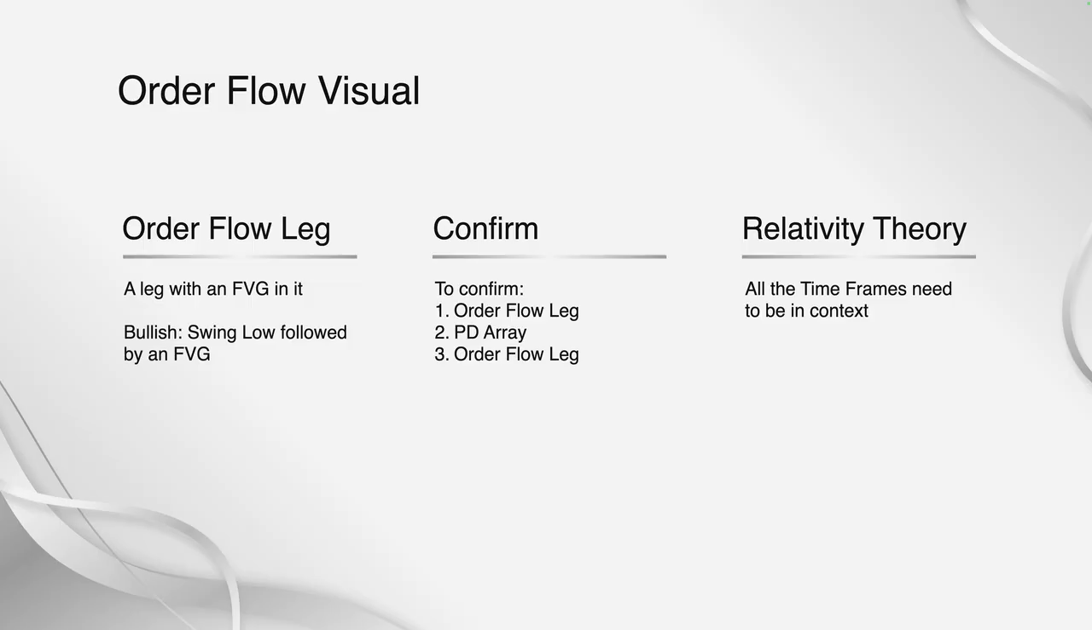So what I mean with the relativity theory is that order flow is different on any single time frame that you are looking at. So order flow might be bullish on the 4 hour, order flow might be bearish on the monthly, might be bullish again on the 1 minute. It's different on any time frame that you are looking at. The order flow lags in itself are also different. So the relativity theory states, again, all the time frames need to be in context.